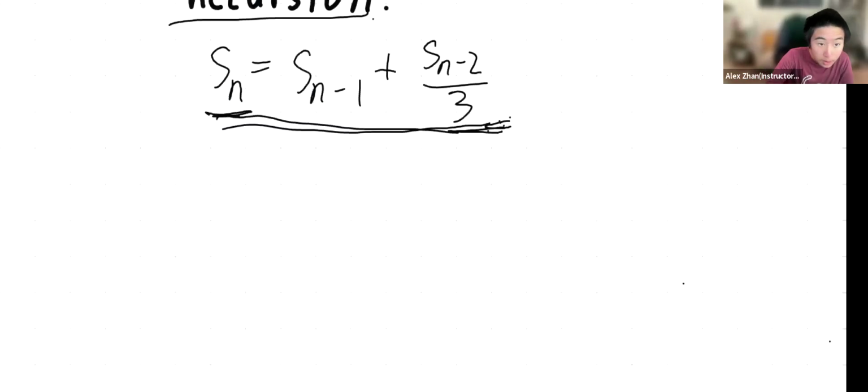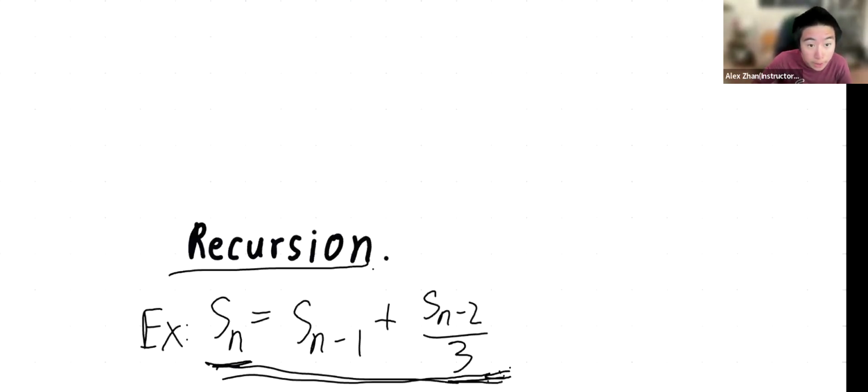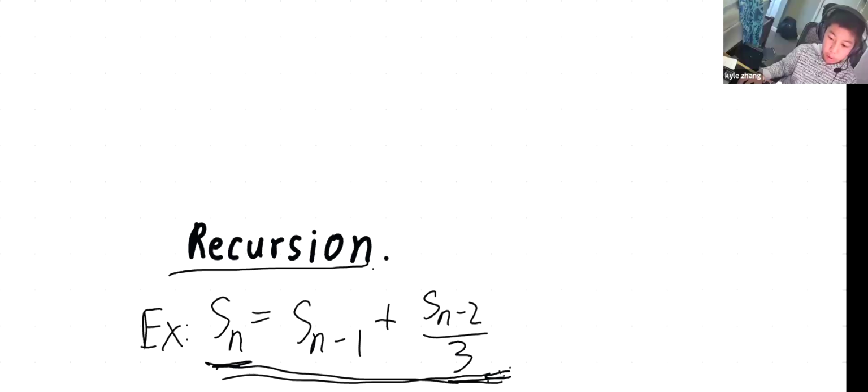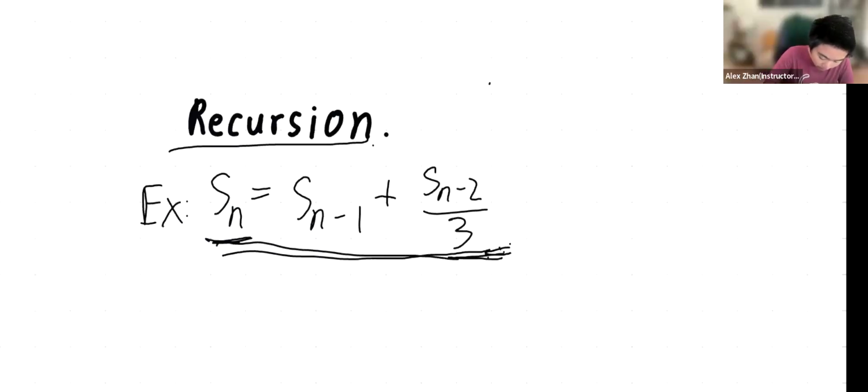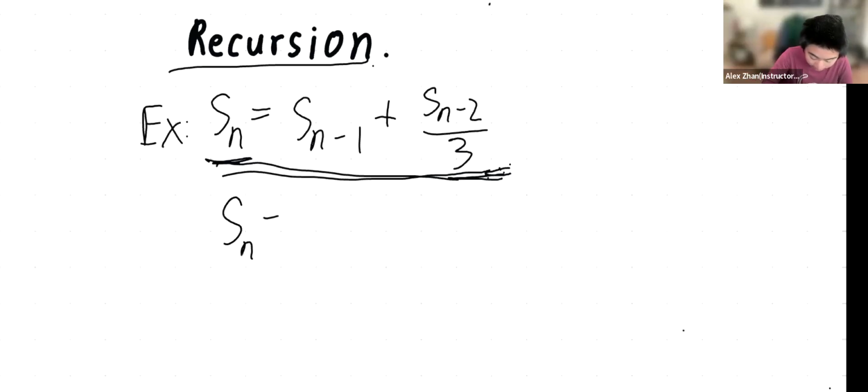Okay, did anyone have any questions? Kai? Yes. Are geometric sequences examples of recursion? Yes, a geometric sequence will just be a recursion of the form Sn equals C times Sn minus 1.